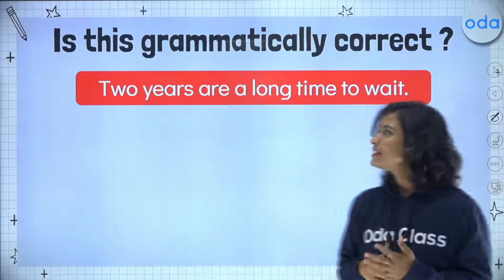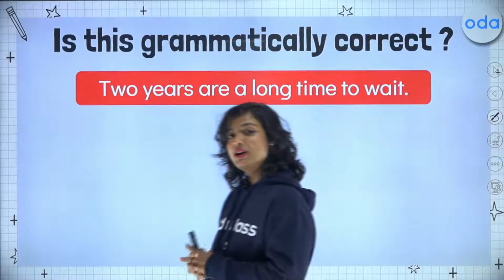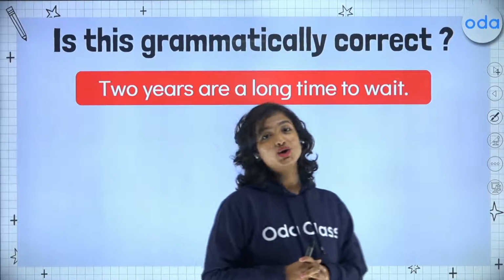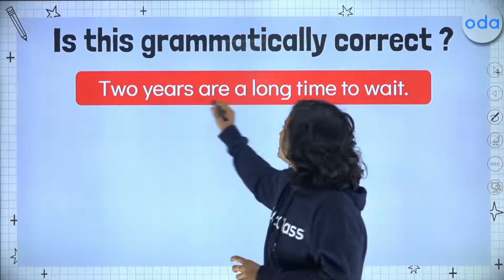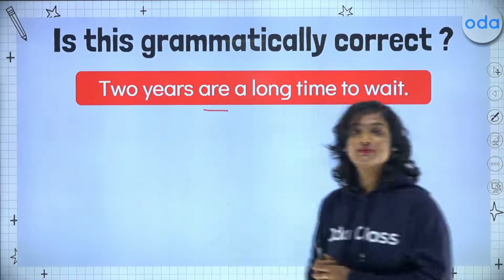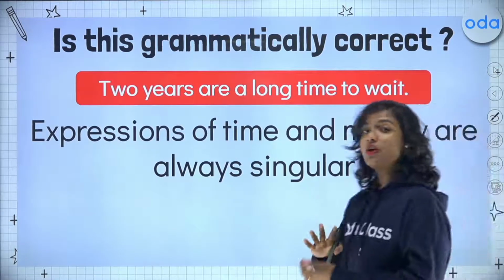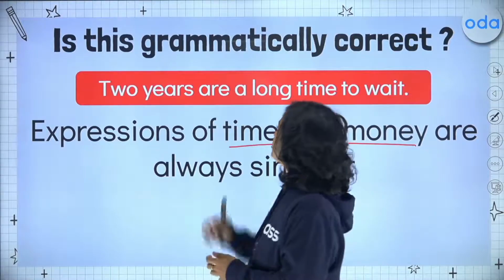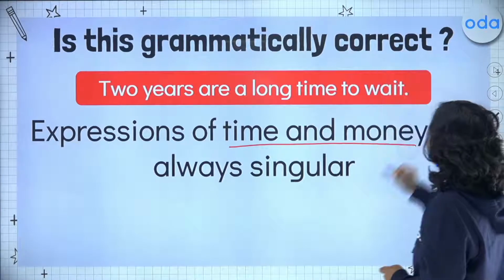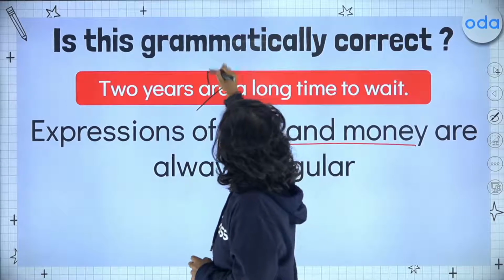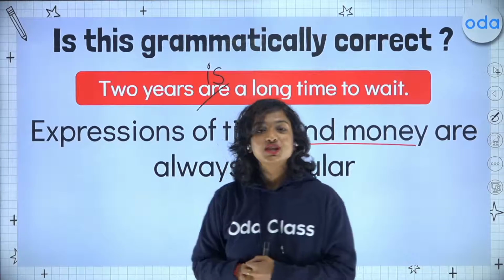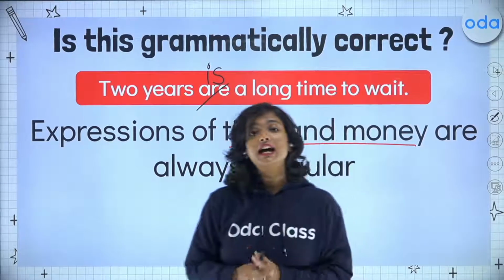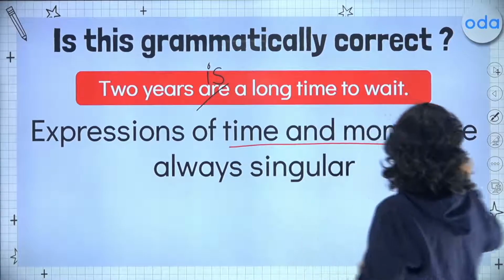This is one of the trickier concepts, one of the trickier rules when it comes to subject-verb agreement. But think about it. "2 years are a long time to wait." This is the fault in this sentence, right? Because expressions of time and money are always singular, which is why here, instead of "are," to make this sentence grammatically correct, we will say "is." 2 years is a long time to wait. So expressions of time and money are always singular.